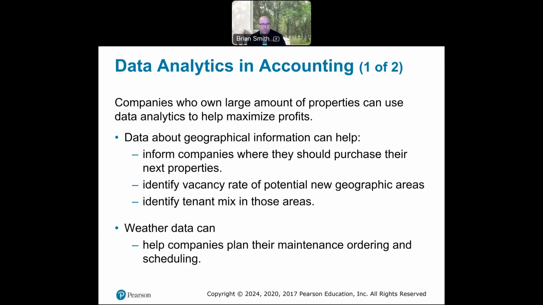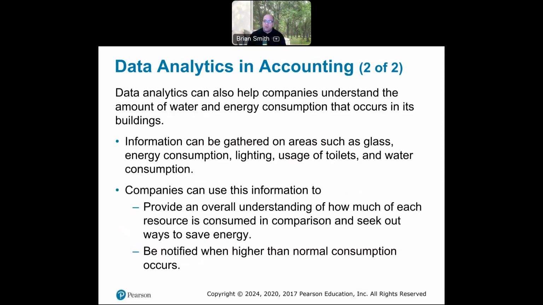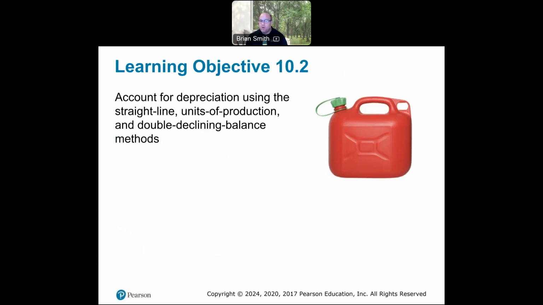As hopefully something that everybody knows, we do data analytics and accounting. Just having information, being able to analyze information and use that for predictability will help us with our profits. Okay. Just kind of wanted to let you know about all that.